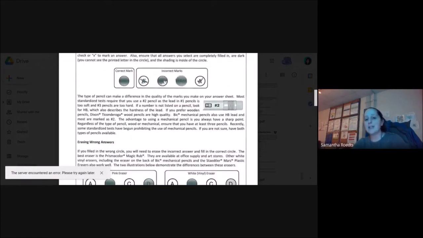The type of pencil can make a difference in the quality of the marks you make on your answer sheet. Most standardized tests require that you use a number 2 pencil, as the lead in a number 1 pencil is too soft and number 3 pencils are too hard. If a number is not listed on a pencil, look for HB, which also describes the hardness of the lead.